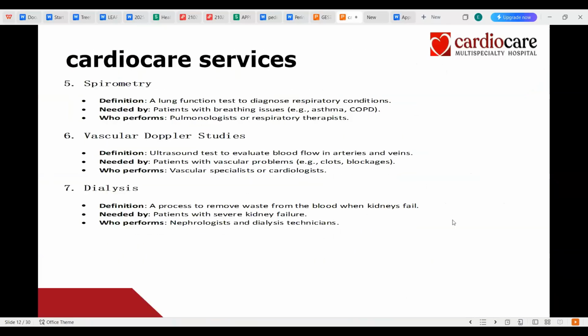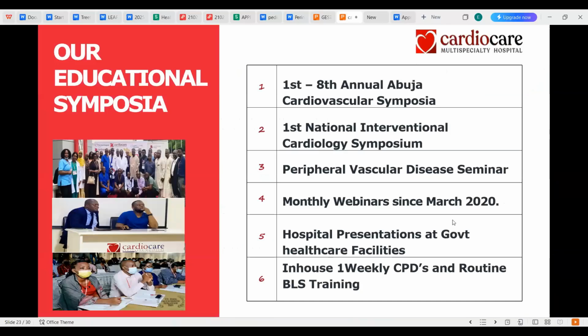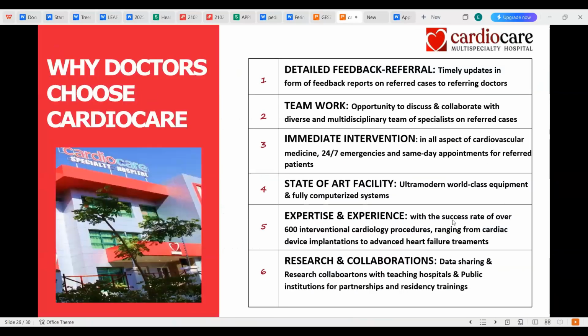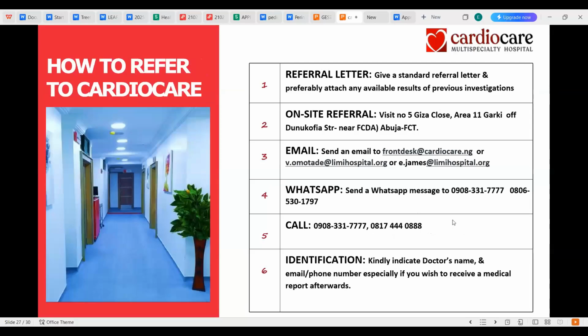So I'm talking on how to refer to us briefly. So if you have cases that you want to refer to us, what you just have to do is to send a referral letter. You can reach out to us on the sites that you can see on your screen. Send an email to frontdesk@cardiocare.ng or v.omotade@livinghospital.org, or you can also send to me. So you can also see our WhatsApp numbers. You can chat us up so that we can make the services seamless for you.